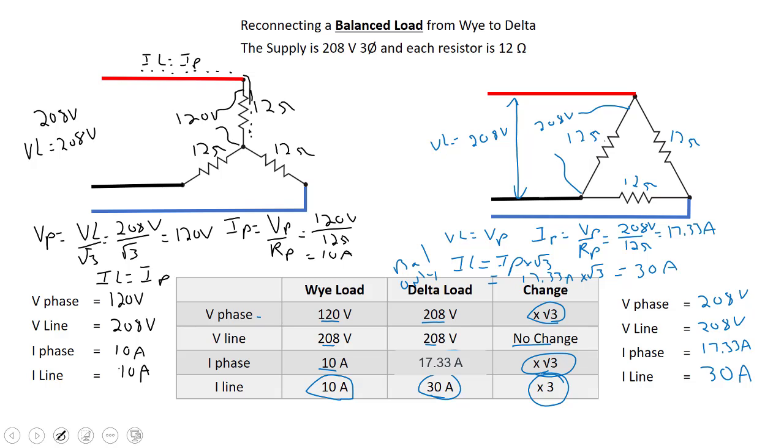So knowing the differences, we can work it the other direction as well. If I had a load in delta and I wanted to reconnect it to Y, I know that the line current in Y will be 1/3 of what it is in delta.